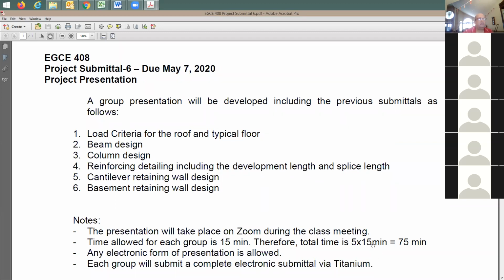So on that day, I'm going to make you co-presenter, so you can present your section of the submittal here. And of course, you also need to upload the submittal. You need to submit a complete electronic submittal via Titanium. And this is going to be open. You can do it on any day of Thursday. Since you're doing it for this coming Thursday, you can just upload it once you're done with it.